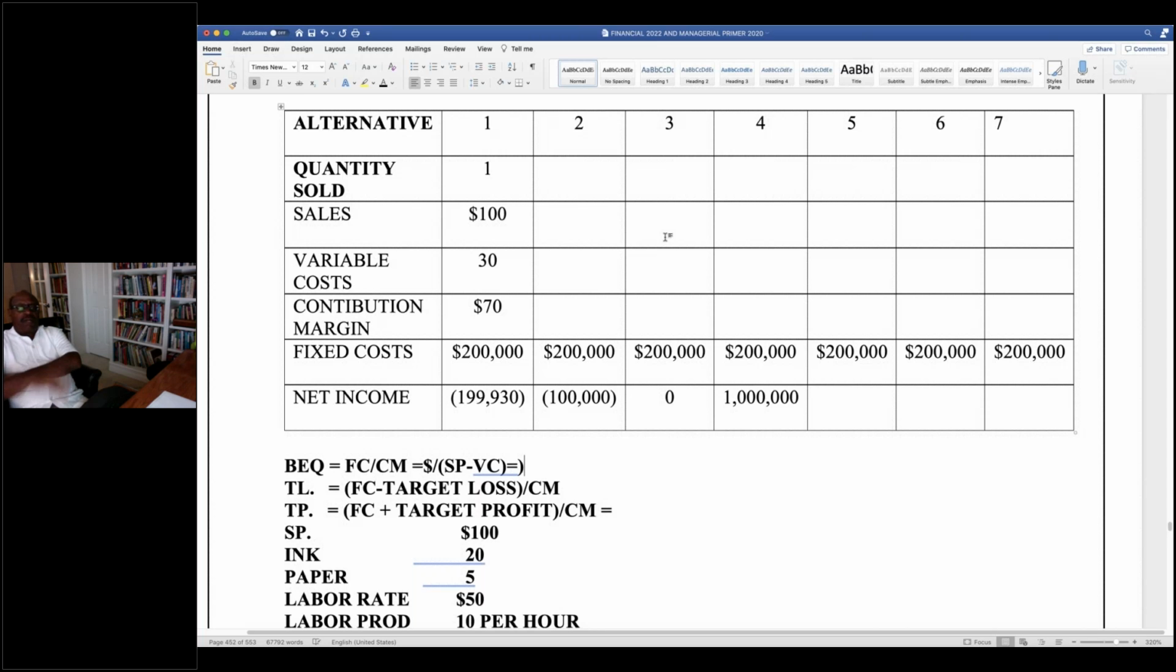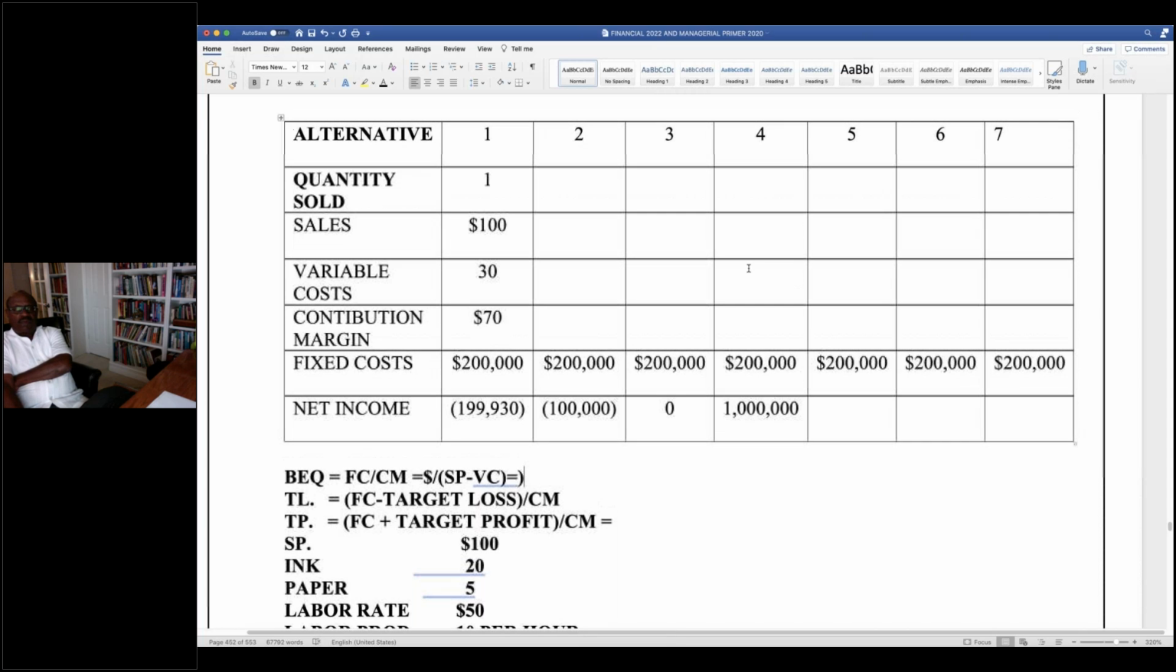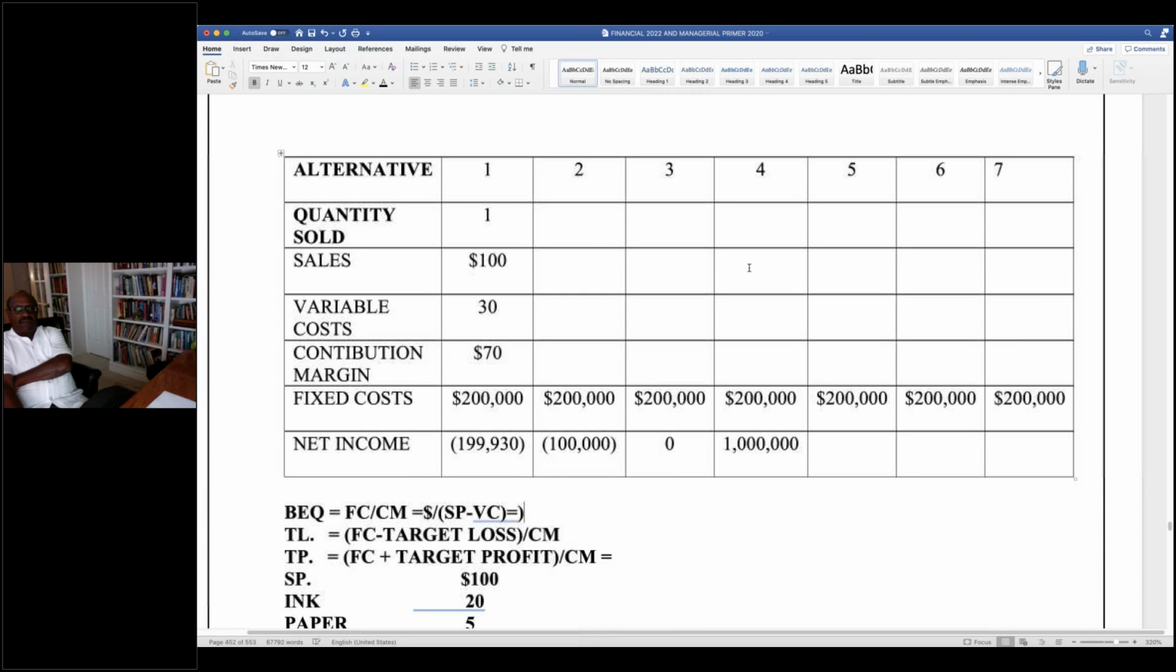So how are y'all coming on the break-even? Would the contribution margin be 100,000? Give me a quantity. That's the starting point. I got 2,857.14. Let's just go with 2,857.